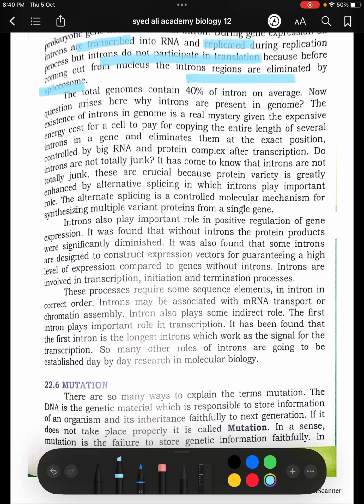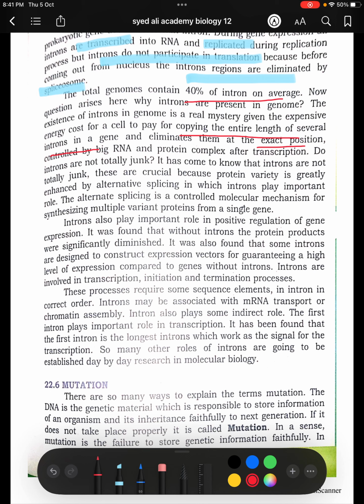Now, do you think that these introns are basically junk? They are not junk. On average, 40% of our genome is intron. Now the question arises: why are introns present in the genome? The existence of introns in the genome is a real mystery, given the expensive energy cost for a cell to pay for copying the entire length of several introns in a gene and eliminating them at the exact position.